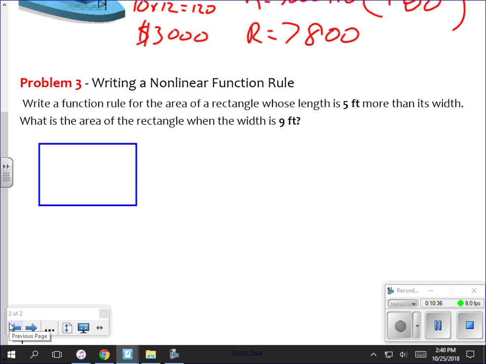Okay, a nonlinear function rule. This one's a little more complicated. But if you do it step by step, it's not that hard. Okay. Write a function rule of a rectangle whose length is 5 more than its width. What is the area when the width is 5? So I have a rectangle. When you have a rectangle, you've got length and width, and area equals length times width. Right? Area is length times width.